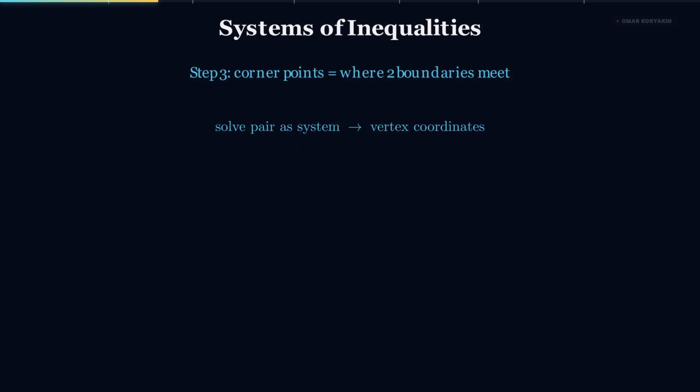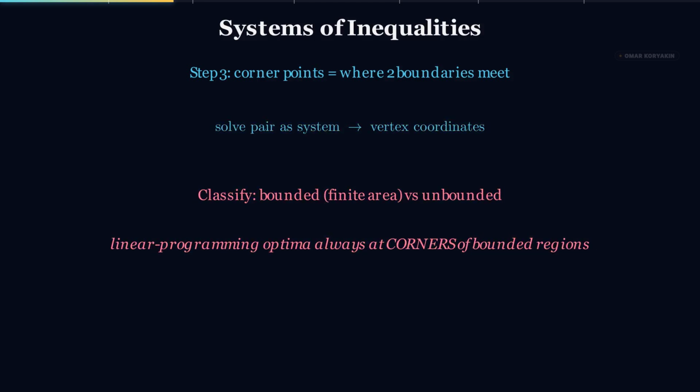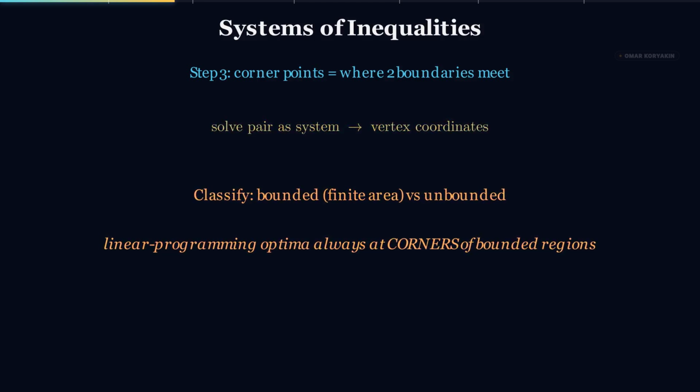Step 3 is find the corner points or vertices of the feasible region. Each corner is the intersection of 2 boundary lines treated as equations, solved using the system solving methods from earlier in this section. Corners are foundational locations in the feasible region because linear programming optimization always finds its optimum at a corner. Step 4 is classify the region as bounded or unbounded.